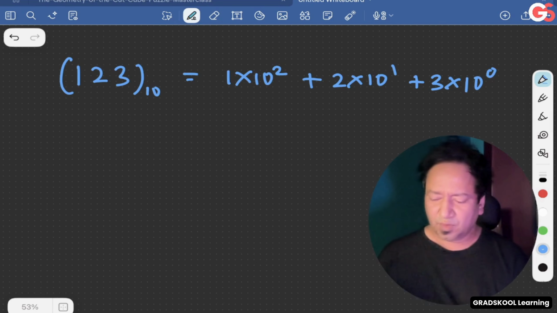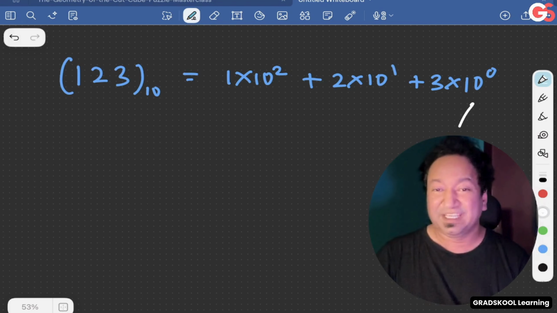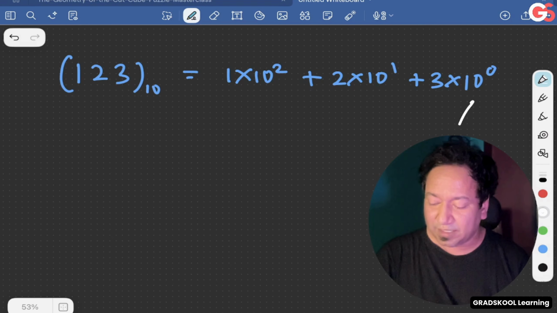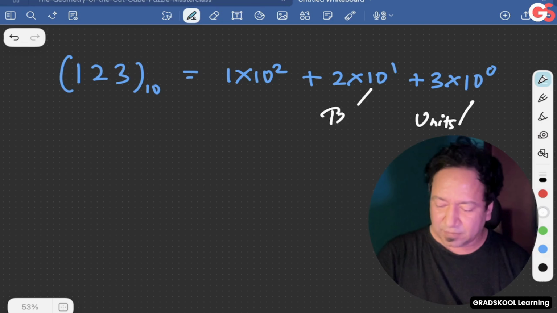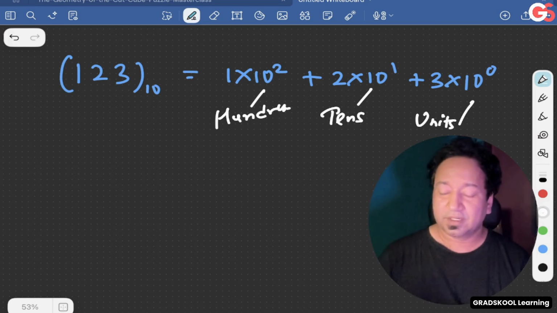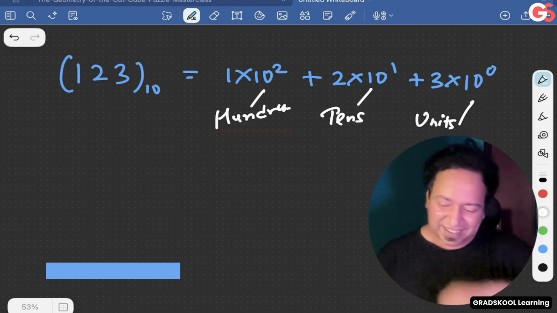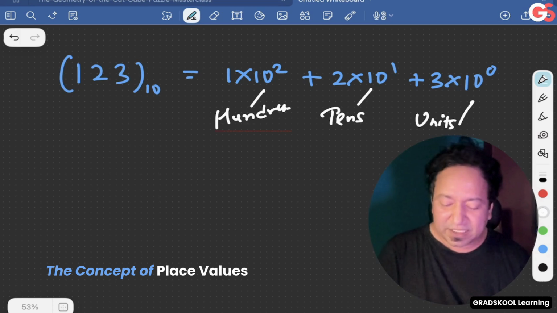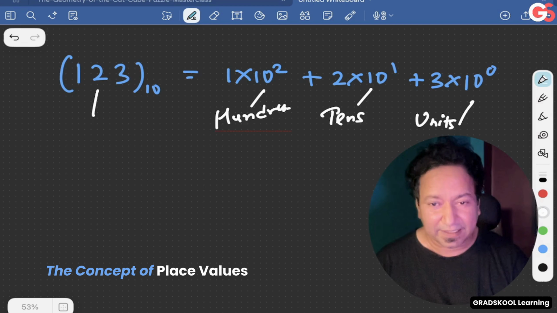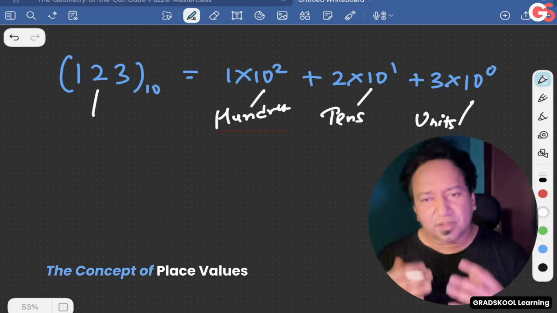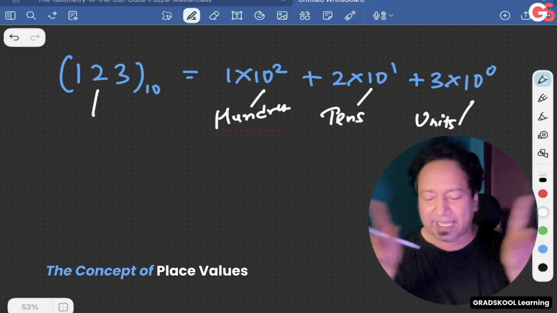So what is this 10 to the power 0? This is units. We call it units, the place. This is tens, the place. This is hundreds, the place. You must remember that the teacher asked when we were kids, what is the place value of 2 here? The answer is 20. So place value is basically the contribution a digit makes to the entire number.